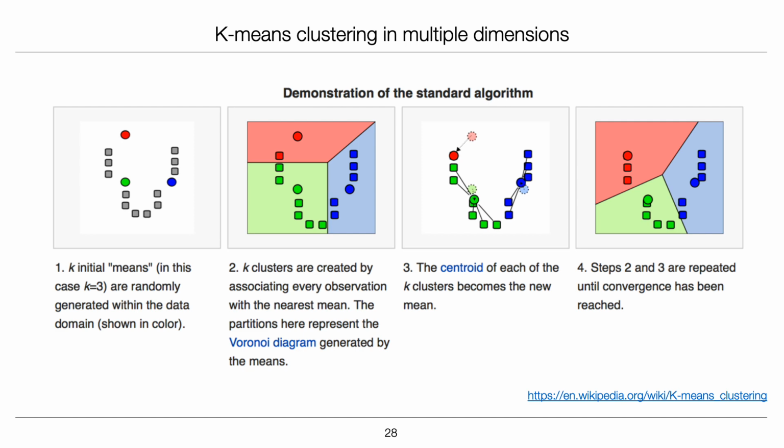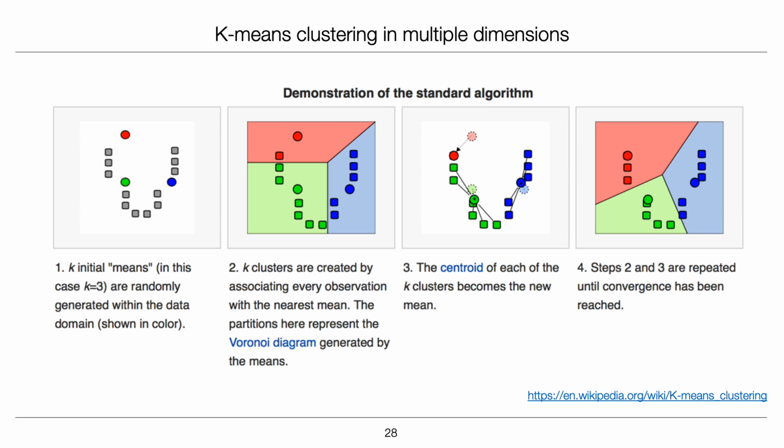Our one-dimensional example can be easily extended to higher dimensions. Here is an illustration in 2 dimensions. Again, in our example, k equals 3. In step 1, we randomly generate the initial positions of the 3 cluster centers, as indicated by the red, green, and blue circles. Note, these are not actual data points in this example. They don't have to be, but they can be.